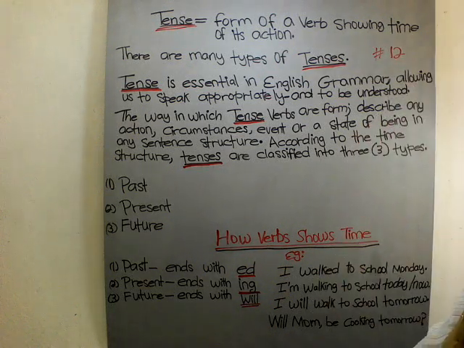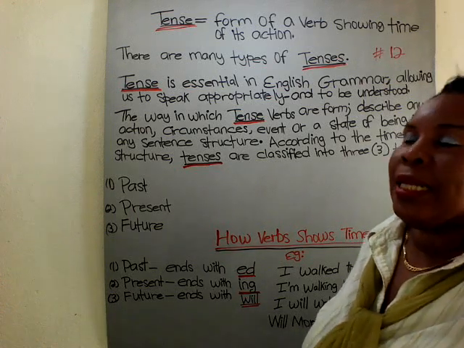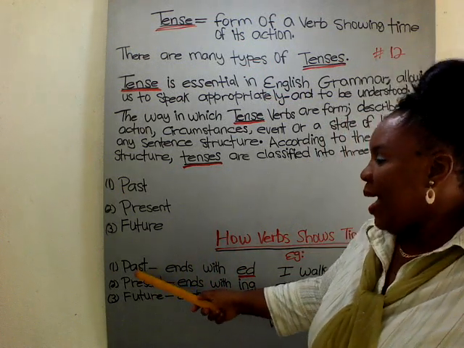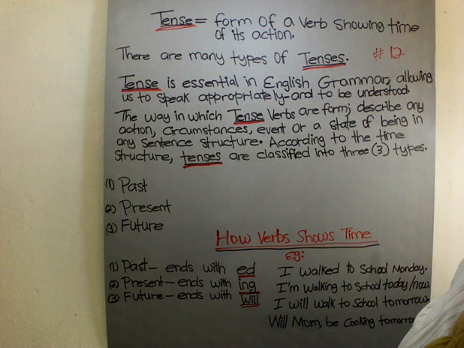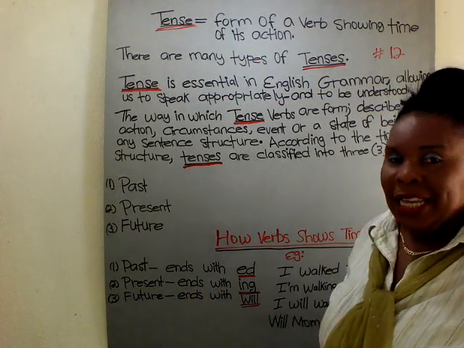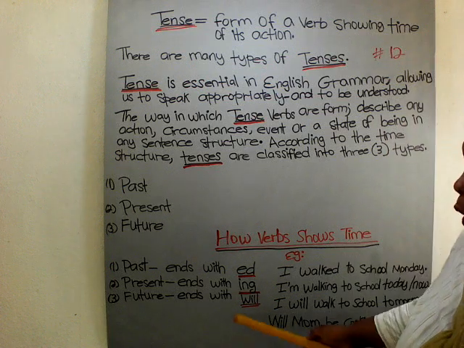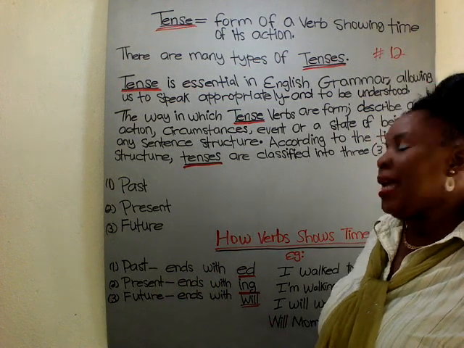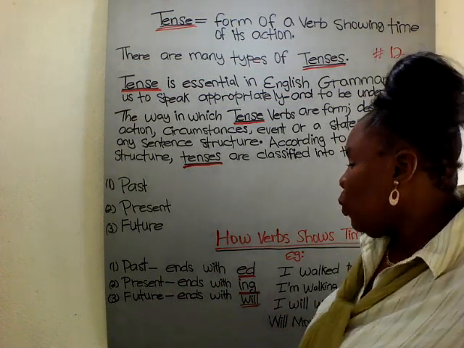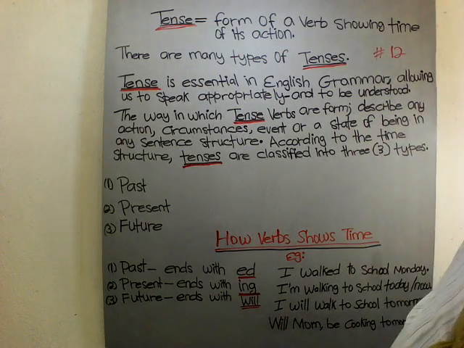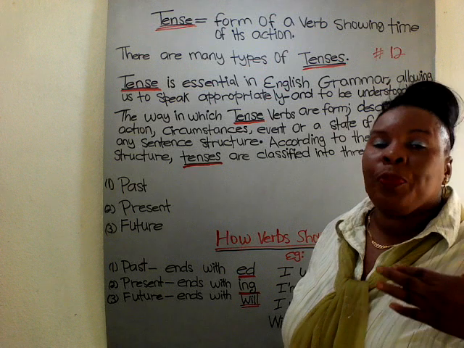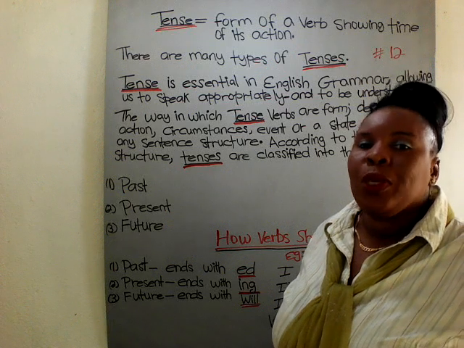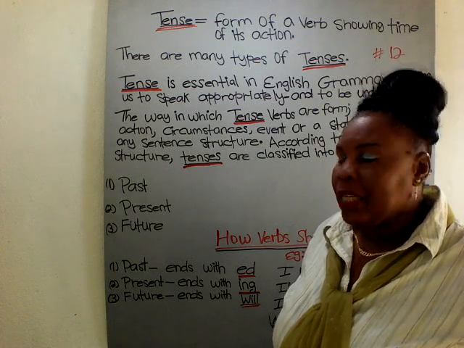So how does a verb show time? That is the big question. Past ends with ed, present ends with ing, and if you're talking about the future, you will use the word will. If you're talking about the past, you will add ed to that verb, right? So walk would be walked, W-A-L-K-E-D.